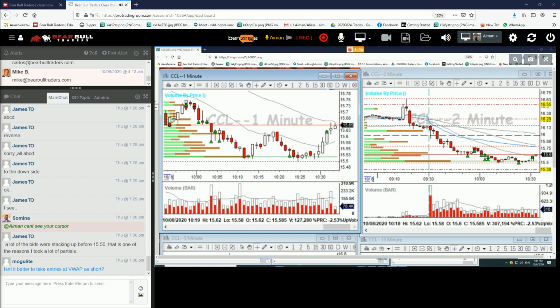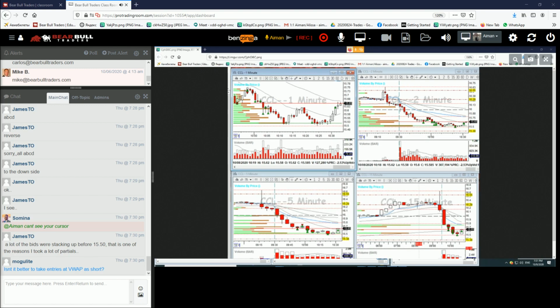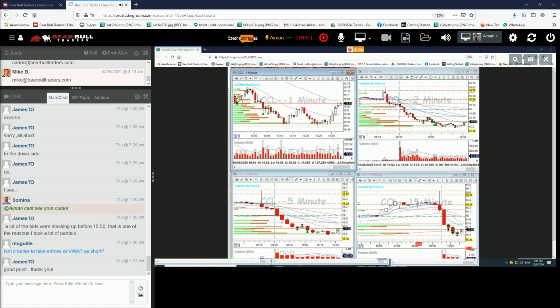Isn't it better to take entries at VWAP as short? As long as short, I mean, it's not that it's better to take shorts exactly at VWAP. It's definitely good to get an entry close to VWAP, but you don't know where the stock is going to go at the open, right?